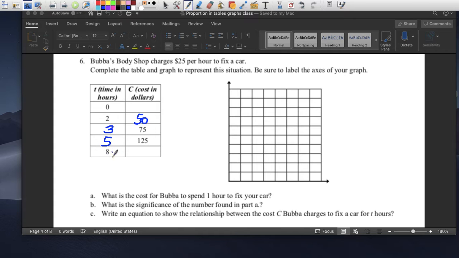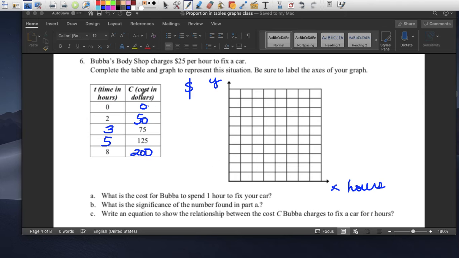Going backwards, if he worked on your car for 8 hours and you multiply that by 25, that's going to be $200. And obviously at 0 hours, you pay nothing. So let's create our table. Remember, time here is hours. Time is always your independent variable, so it goes on the x-axis. And your y here will be our dollars, and I'm just going to put the money sign here.